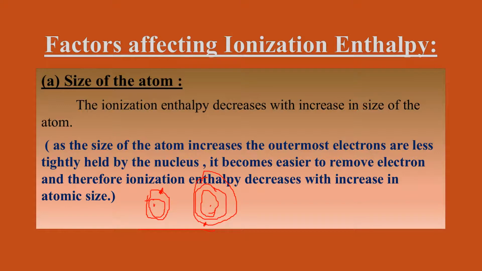So to remove the outermost electron from the bigger atom, it becomes easier because the electrons are loosely bound with the nucleus at that time. So the value of ionization enthalpy decreases to remove an electron from an atom when the size of the atom increases. So the first factor is the size of the atom.